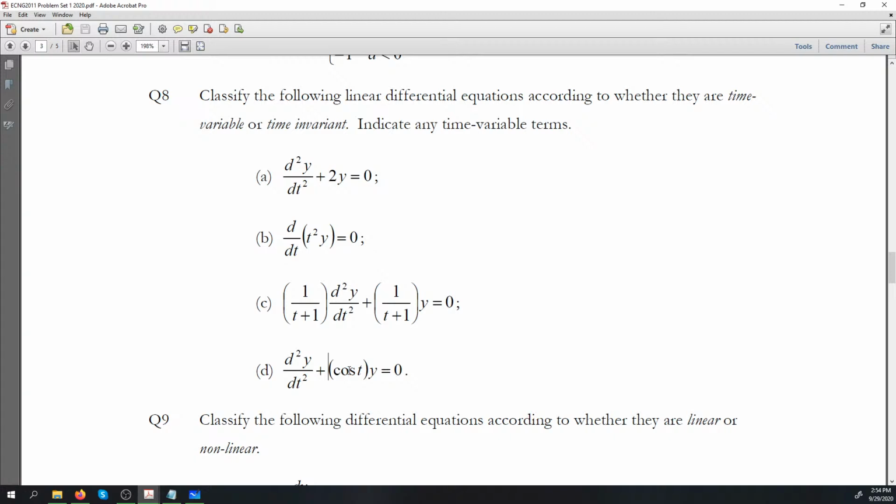And as such, this means that this equation here is going to be time variant, because cosine of t depends on that t variable. So that is the end of question 8. Are there any questions regarding this for time variance and time invariance?